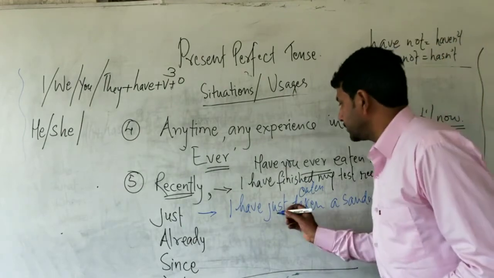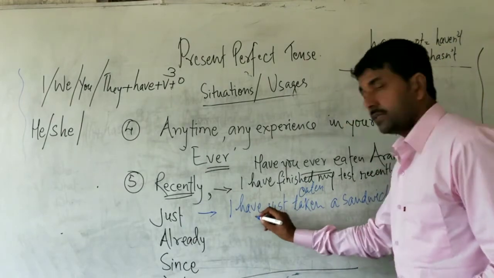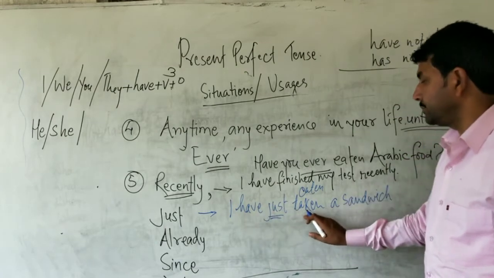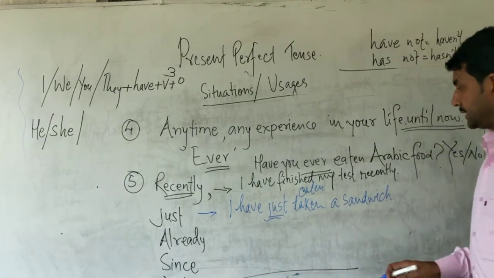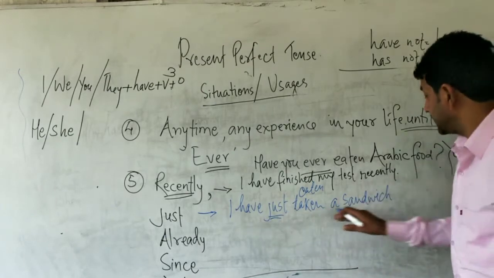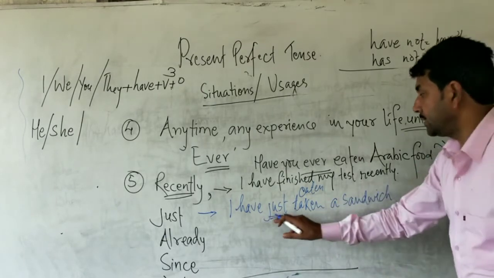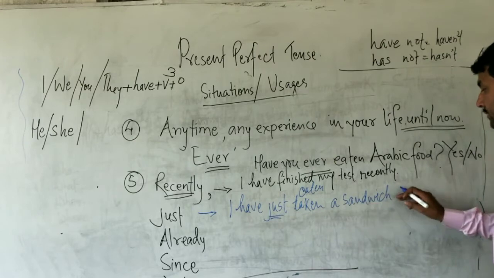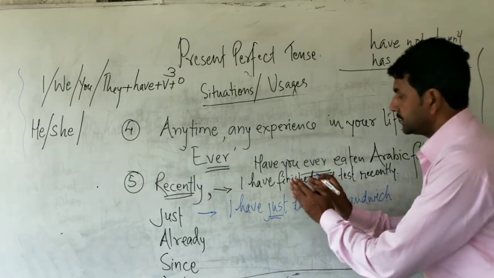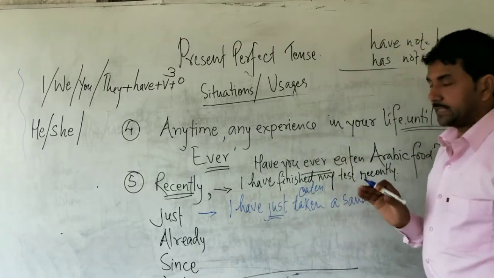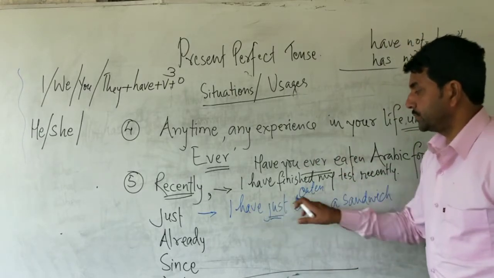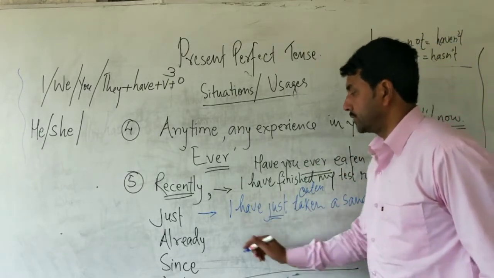Just is used between the auxiliary verb and the main verb. It cannot be written here: I have taken a sandwich just. No. It is in the medial. Medial means in the middle of the sentence, here, between the auxiliary verb and the main verb.